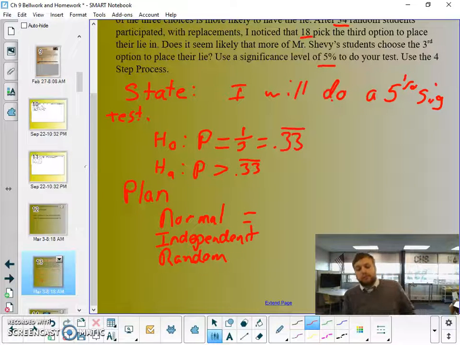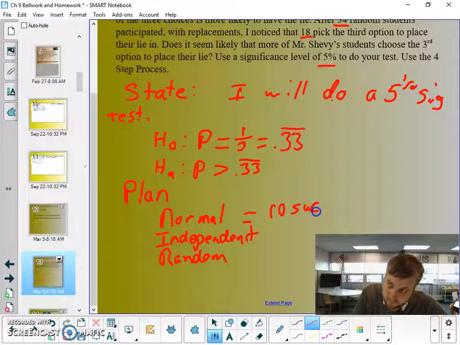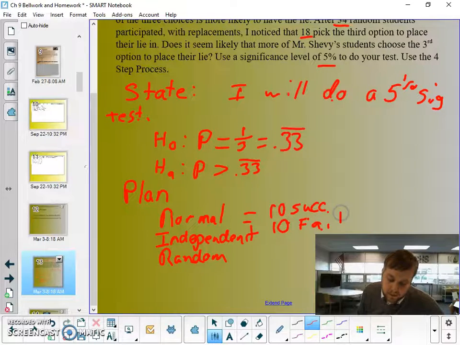Is this normal? And remember, I'm dealing with p. And p needs 10 successes and 10 failures. Did I do 10 successes and 10 failures? Well, I definitely got 10 people. I had 18 people who put it last, and so I have 10 successes. Sorry, a lot of people interrupting me. I also have 10 failures, right? Because I have 18, and that means I must have 16 people who didn't put it last.